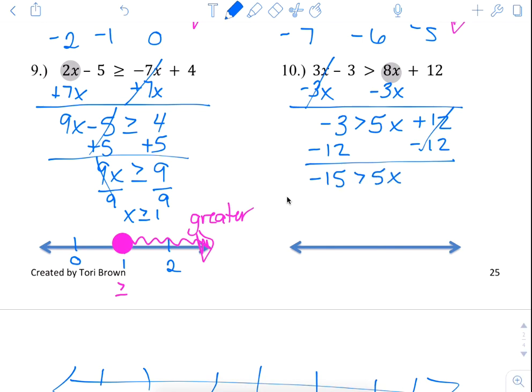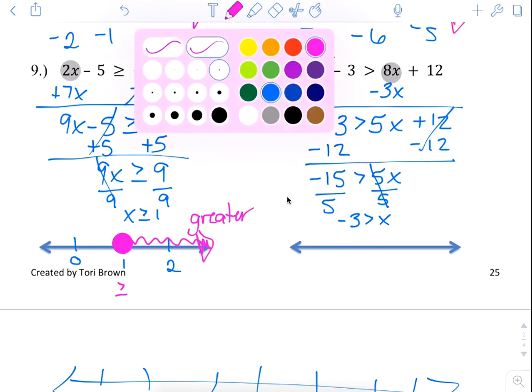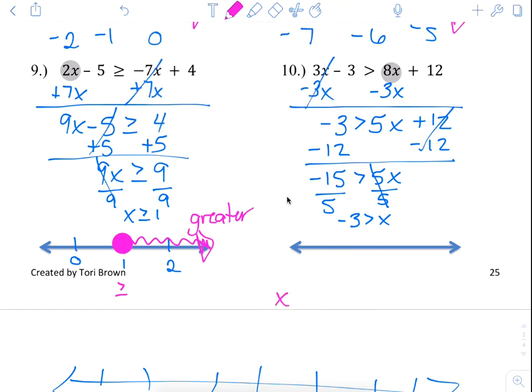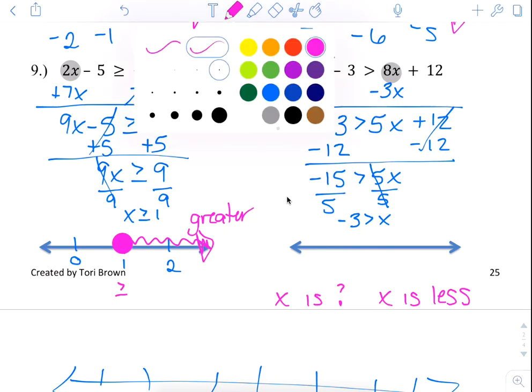Still haven't multiplied or divided by a negative, okay? Last step, I'm going to divide by 5 to get rid of it. And I'm dividing by 5, not a negative, just 5. So on this problem, I have -3 is greater than x. So remember, if I read this, I'm saying x is what? In this case, x is less. x is the smaller number. It is less than the -3.